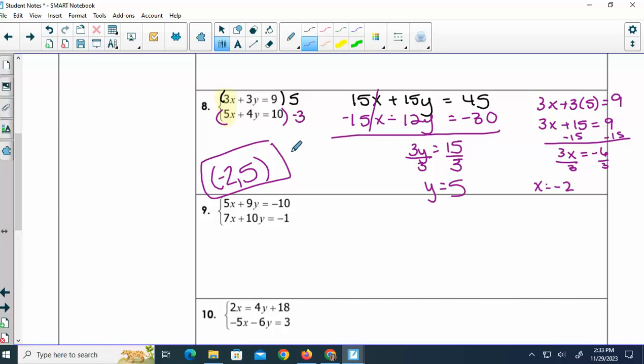You okay? I want you to take a second and look at the next one. Before we talk about it together, look at the next one. So problem 9, figure out what we would multiply by.